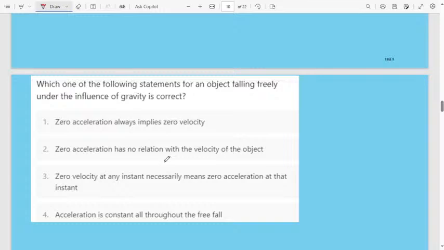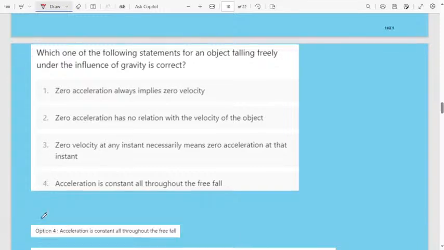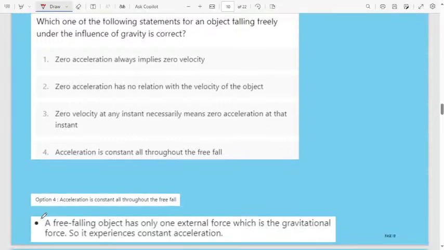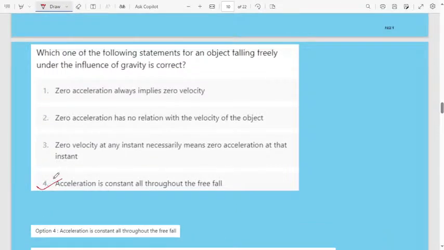Let us move to the next question. Which of the following statements for an object falling freely under the influence of gravity is correct? Which option is correct? They are asking here. First one, zero acceleration always implies zero velocity. Second option, zero acceleration has no relation with the velocity of the object. Third option, zero velocity at any instant necessarily means zero acceleration at that instant. Fourth one, acceleration is constant throughout the free fall. The correct answer for this question is option D.